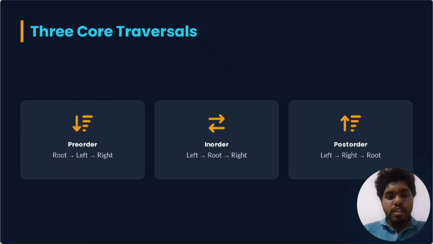Second one is Inorder. It means left, then root, then right. This produces a perfectly sorted list. Third one is Postorder. It means left, then right, then root. Here the last element is the root. Keep these sequences in mind as they are the clues we use to rebuild the hierarchy.